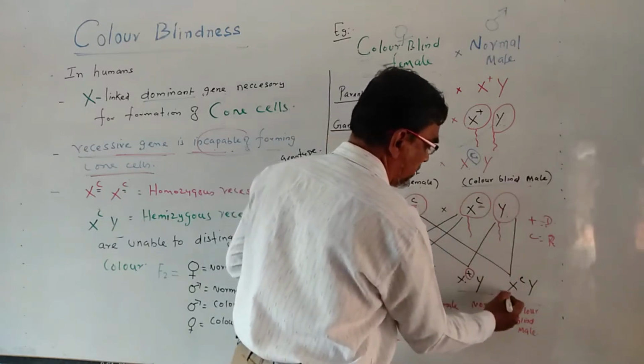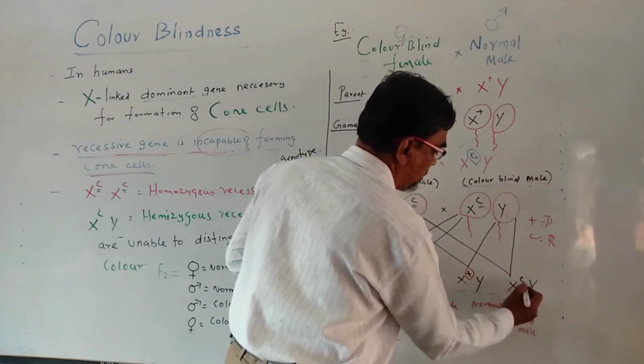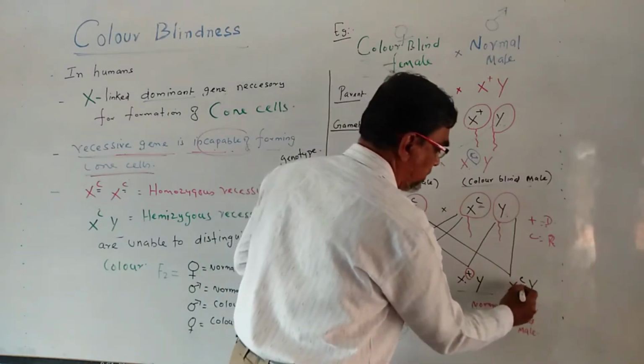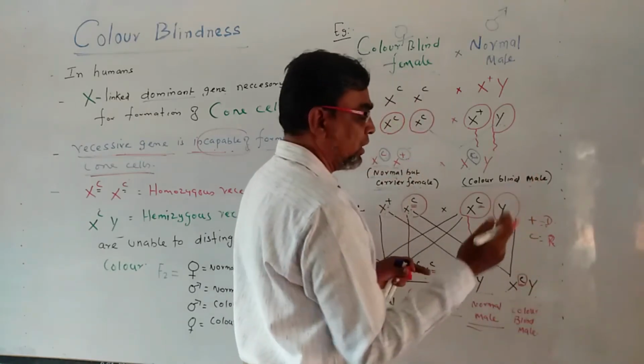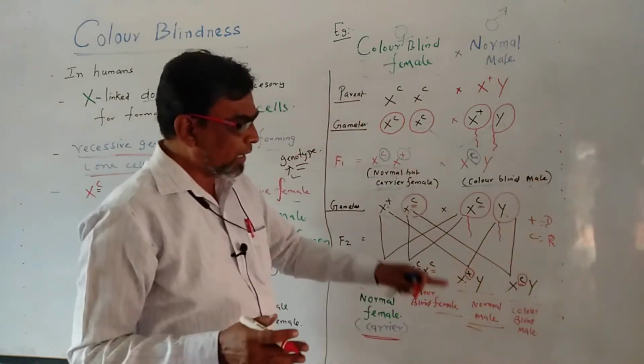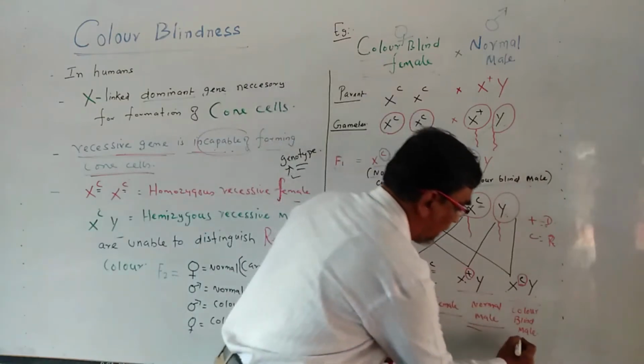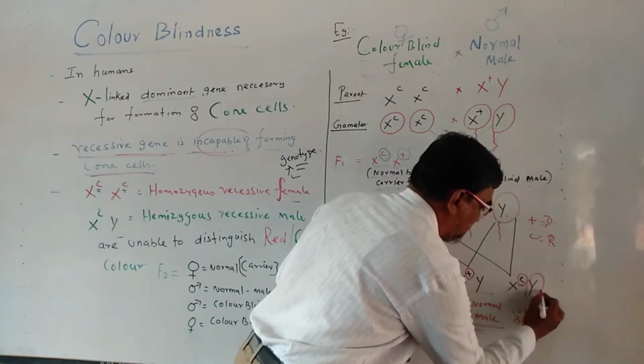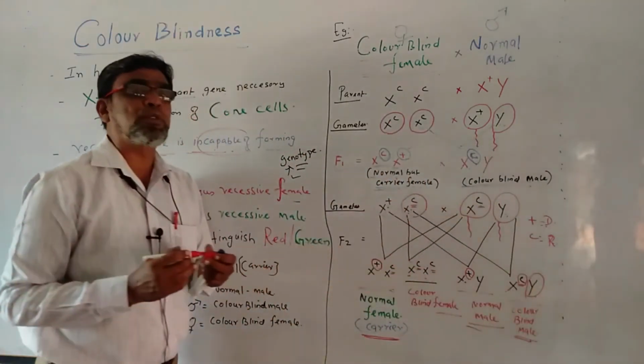You see this XC and Y. C means recessive gene. There is no dominant gene. So if the recessive gene is present, color blindness occurs. So it is called male. Why is it called male? Y is present. So these are the possibilities in the F2 generation.